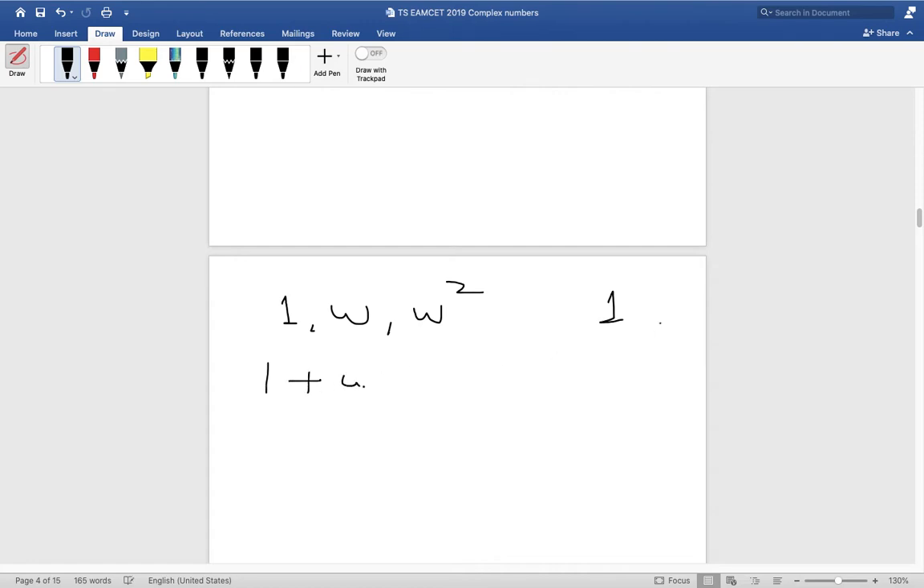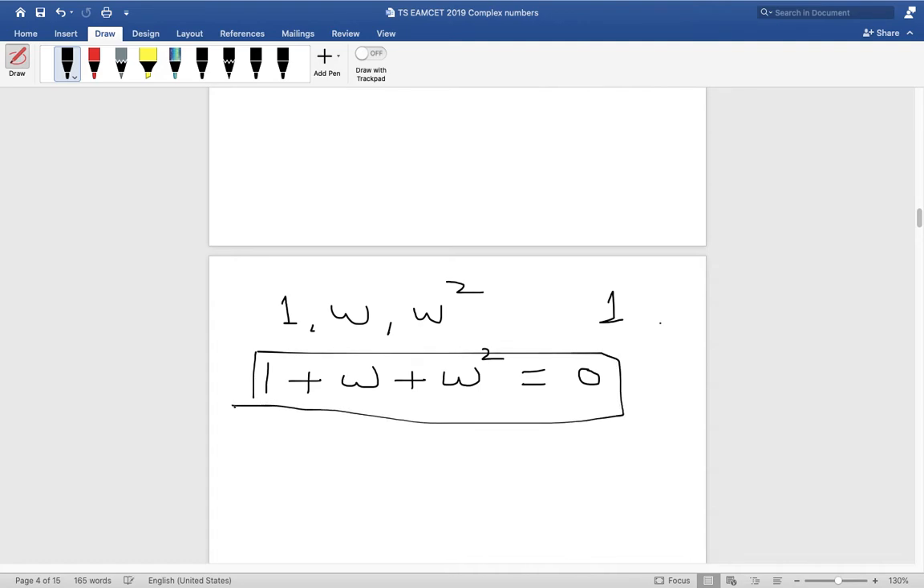Then the sum of these 3 is equal to 0. We have to remember that. And you also have to remember this: product of the roots is equal to 1. 1 into omega cube, which is 1. Omega cube is 1. You have to remember that. So these two are important. This and omega cube equals 1. These two are important.